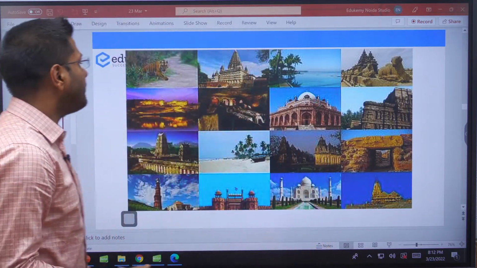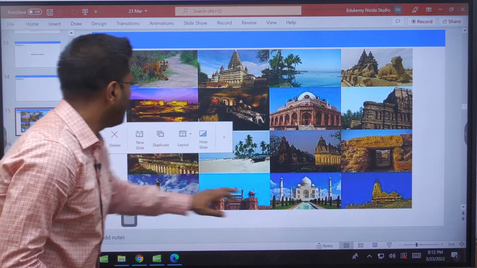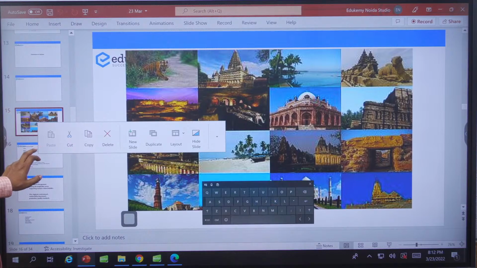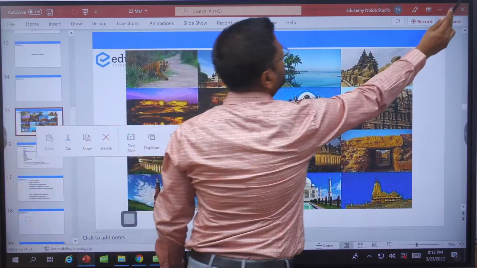So tourism can be viewed from many perspectives. Some other examples of how tourism could be viewed are what I have put here. Please shift. Okay, let me open this page again.